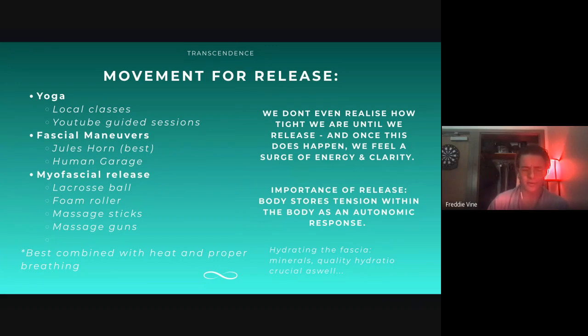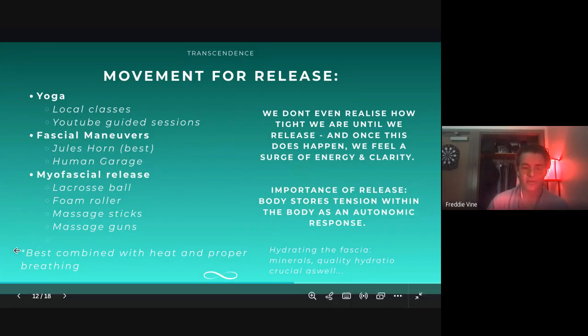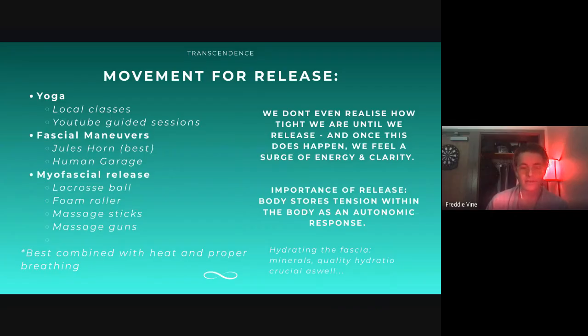I guess final few points, actually, I lied. There are a few more things I want to touch on this slide. One little thing in terms of the best way to go about this is, if you can combine these tools like yoga, myofascial release, fascial maneuvers with heat and proper breathing, so deep into the diaphragm, slow exhales. The best way to do it is on the exhale, that's when you deepen into the stretch, right? That's really good. It's like working with your nervous system to get a deeper release. So proper breathing, crucial, but also heat.